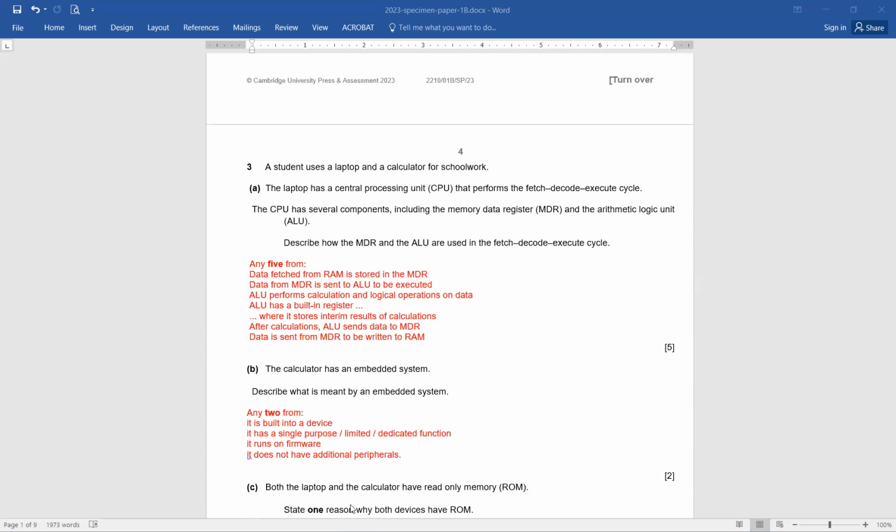A student uses a laptop and a calculator for schoolwork. The laptop has a CPU that performs the fetch, decode, execute cycle. The CPU has several components, including the MDR and the ALU. Describe how the MDR and ALU are used in the fetch, decode, execute cycle. By the way, do we remember fetch, decode, execute cycle?